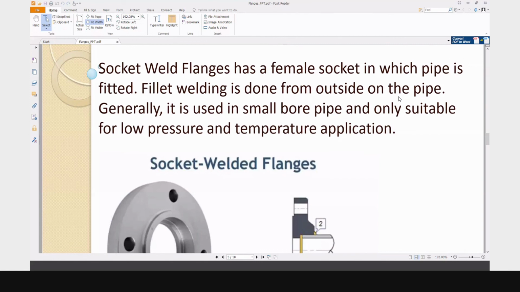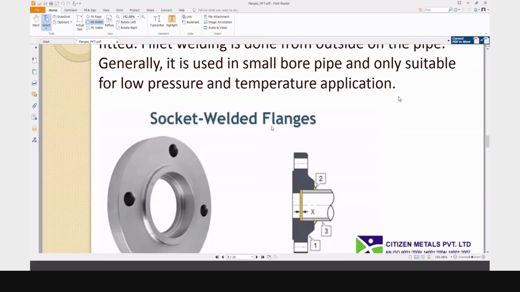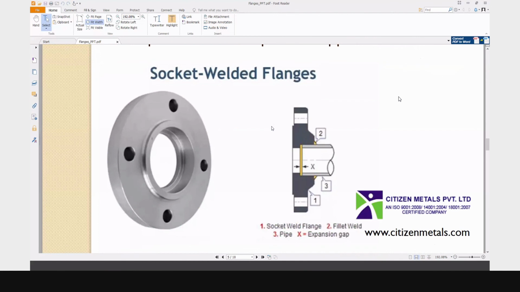And there are different types of welding. So fillet welding is one type. Fillet welding is done from the outside of the pipe, and generally it is used in small bore pipe, and suitable for low pressure and temperature application. Here also, for low pressure, temperature, and for small bore pipe.